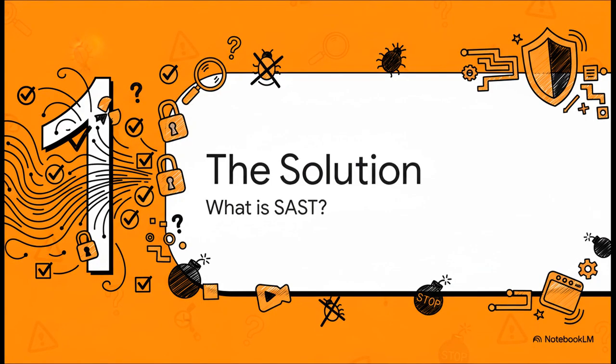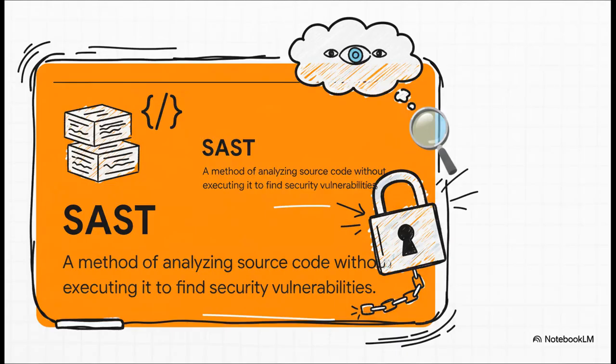So, faced with all this risk and all this complexity, how in the world do you get ahead of it? How do you find those little ticking time bombs before they go off? Well, that's where SAST comes in. So what is it? SAST is a way of scanning an application's source code to find security vulnerabilities. And here is the absolute key. It does this without ever running the code.